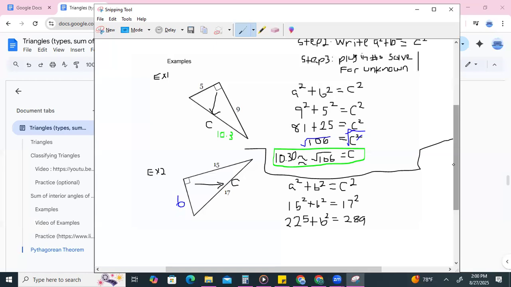Next step is to subtract 225 from both sides so that we can get that B squared by itself. Get B squared is equal to, you can use your calculator or you can simply just see that 8 minus 2 is 6 and 9 minus 5 is 4. So B squared is equal to 64.